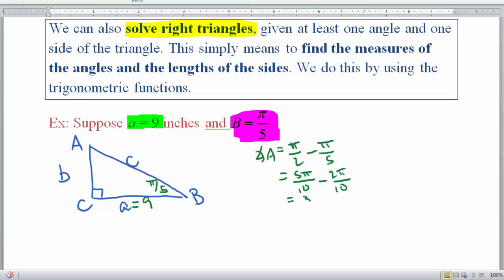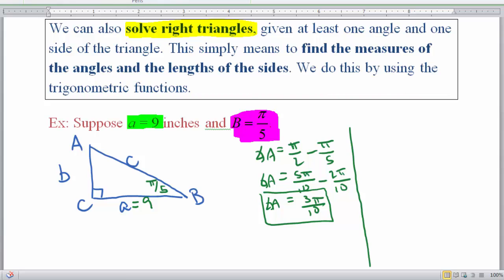So the other angle, which is angle A in this case, is 3 pi over 10. So that's the easy thing. The easy thing is just getting the other angle, because there was no trig involved there. It was just knowing that they're complementary. So they add up to pi over 2 radians, or 90 degrees if it's in degrees.